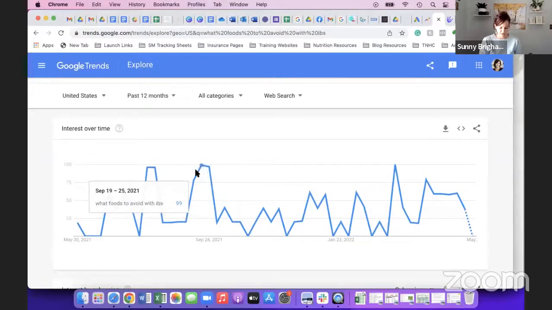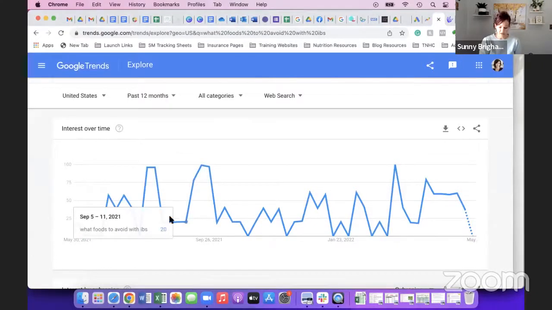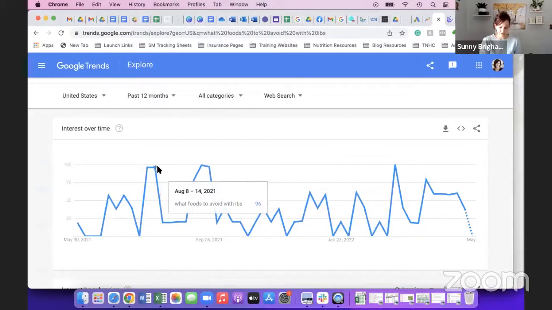So we've got some September flares in IBS. People tend to focus a lot on their health in the fall because summer's over, and so they're done having fun or doing vacations with children. Now it's time for them to really buckle down and focus on their health. As we get closer to the holiday season, you can see that searching starts to come off.